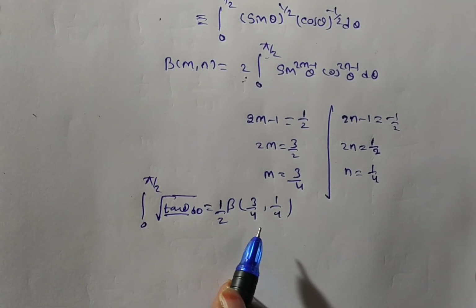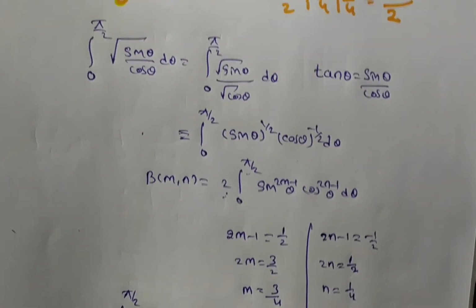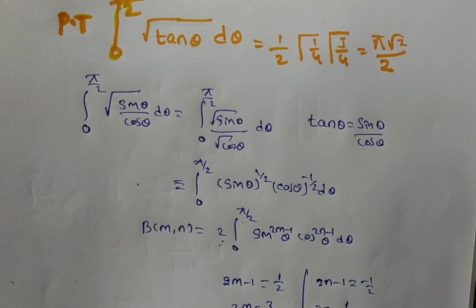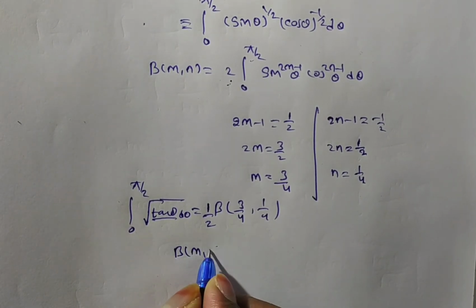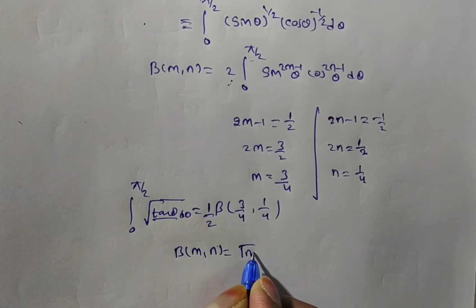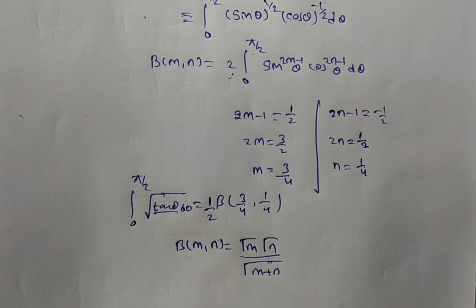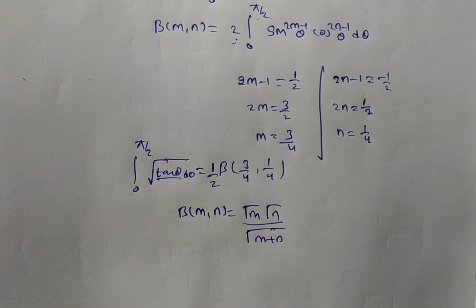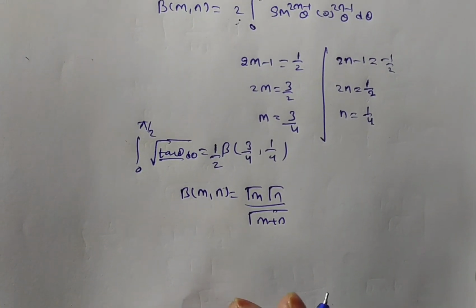Now we have to use the relation between beta and gamma for this to get the first one. Okay, now what is the relation between beta and gamma? We have beta of m comma n is equal to gamma m gamma n by gamma of m plus n. This proof is also important and the application is also very important. These types of problems are asked in the exams regularly.